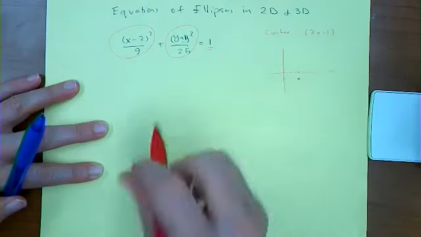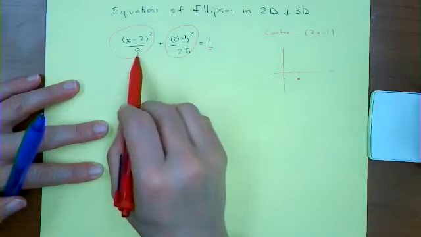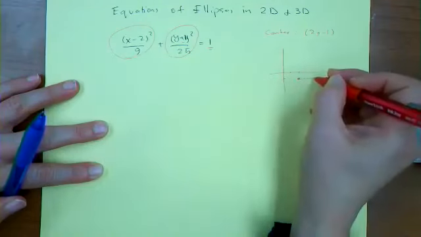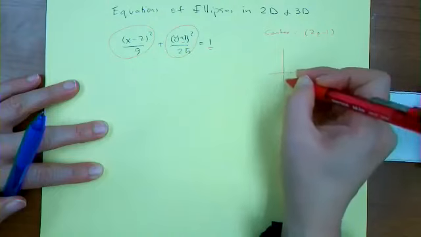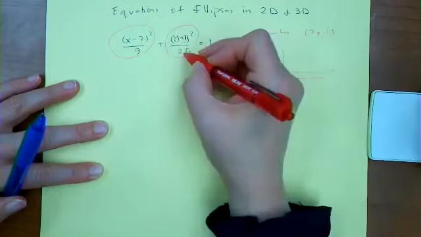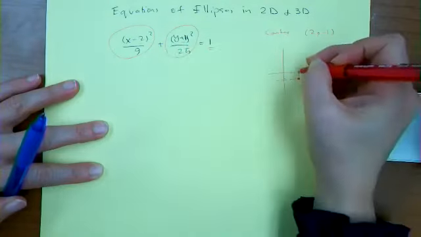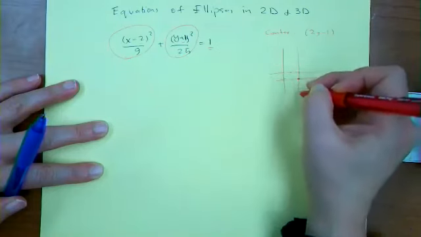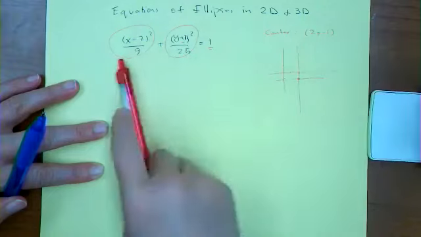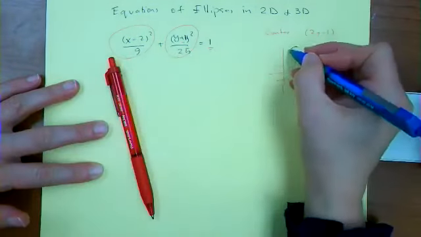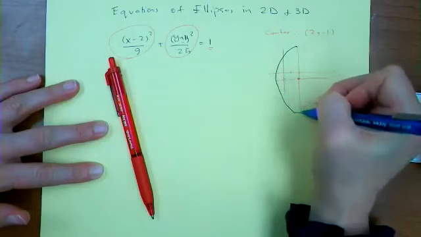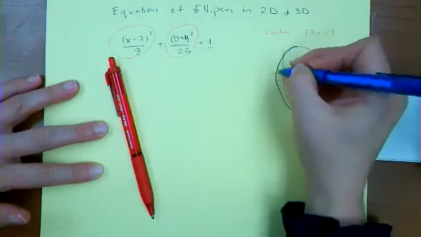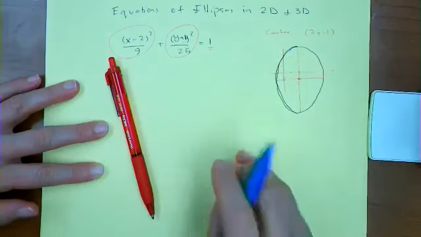So I can draw this: 1, 2, -1, and that's the center. And then in the x direction, 3 to each side: 1, 2, 3, 1, 2, 3. And in the y direction, 5 to each side: 1, 2, 3, 4, 5, 1, 2, 3, 4, 5. And so this is approximately how this ellipse looks. Doesn't look very ellipsy at the moment, but you get the point.